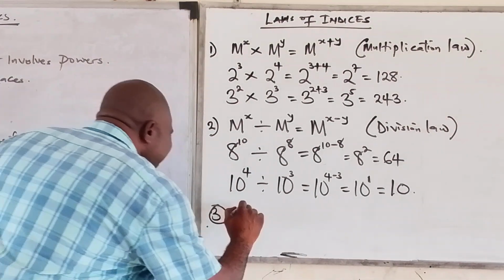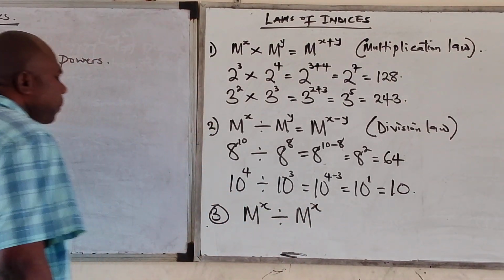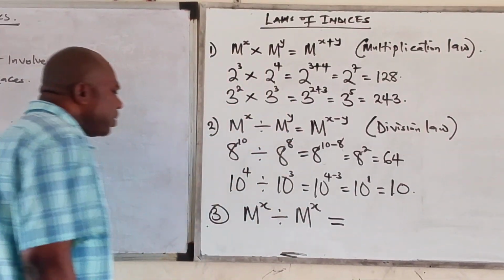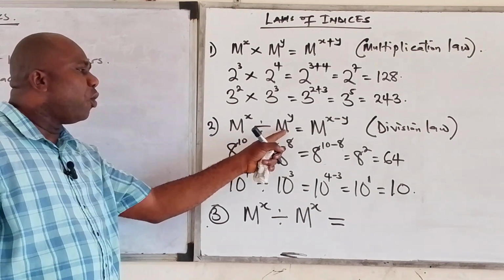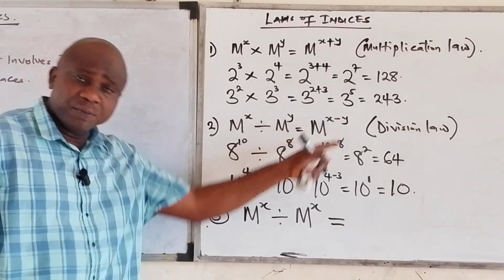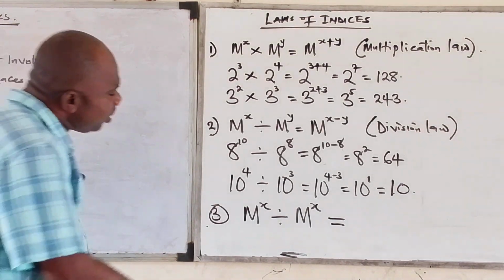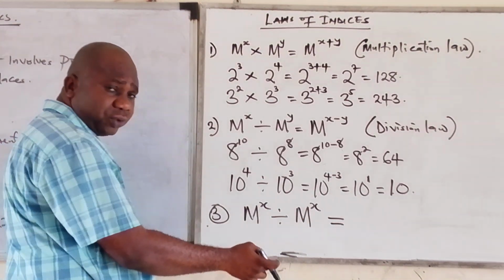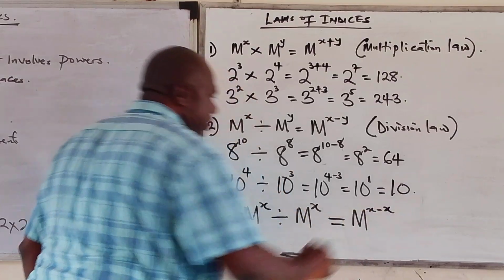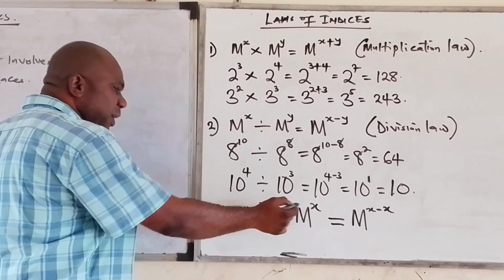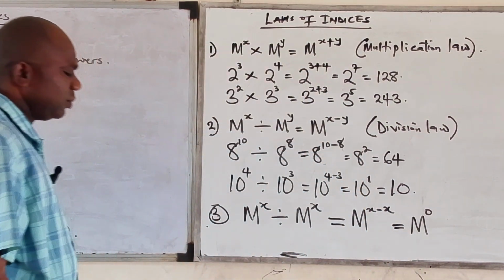Now, let's look at m raised to the power of x divided by m raised to the power of x. Look at this law. Division: we said when the bases are equal, you subtract the powers when the operation is division. In this case, the bases are equal and the operation is division, so it's the same as saying m raised to the power of x minus x. That is the same as m raised to the power of 0.